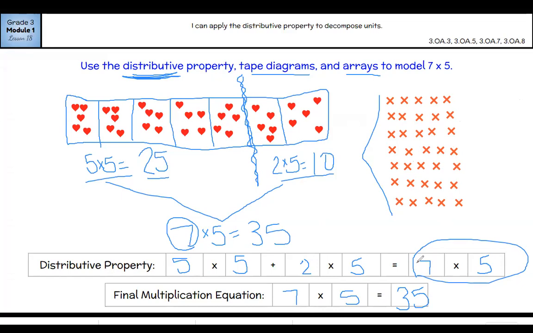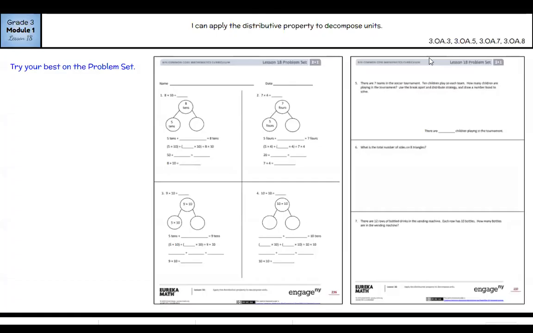So boys and girls, what I want you to see here is there's a lot of ways to solve a problem. We used the distributive property, we used a tape diagram, we used an array. They all gave us the same answer to 7 times 5, and that is 35. Okay, try your best on the problem set.